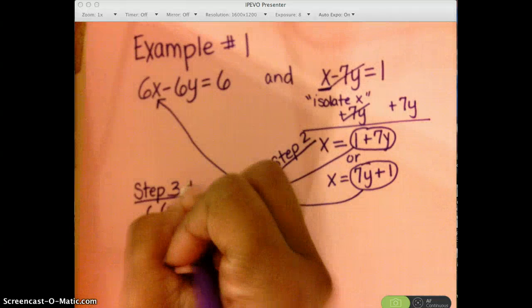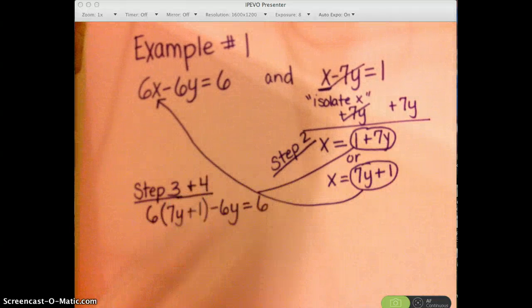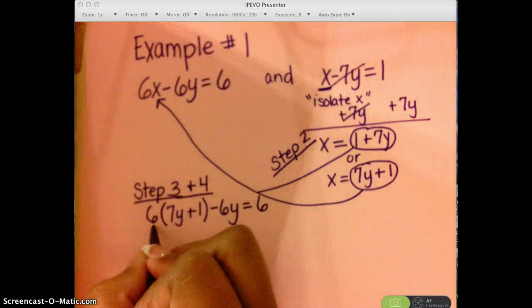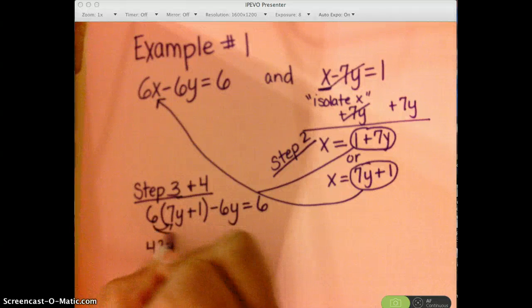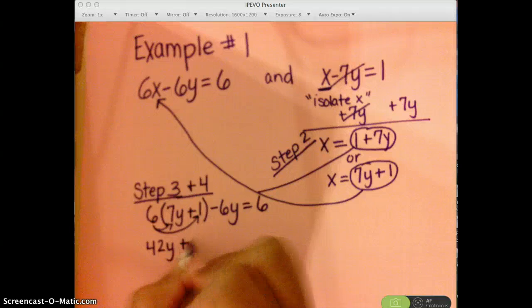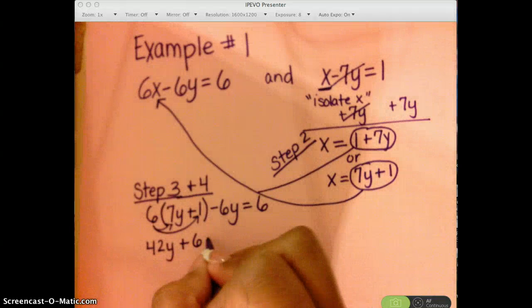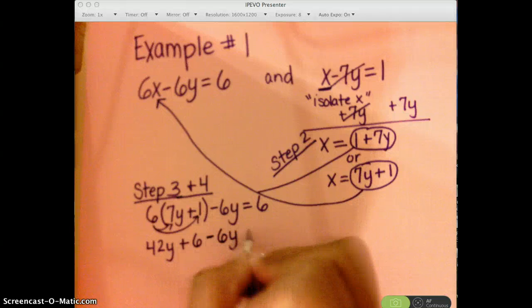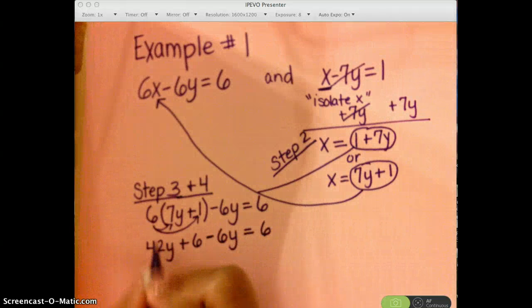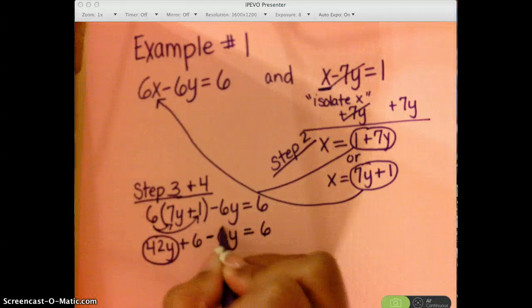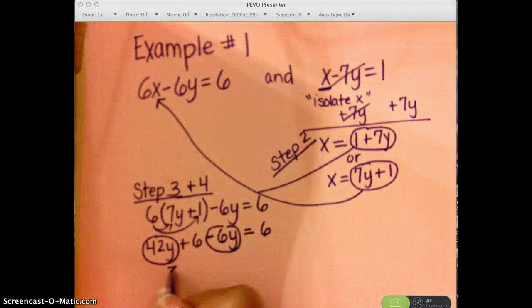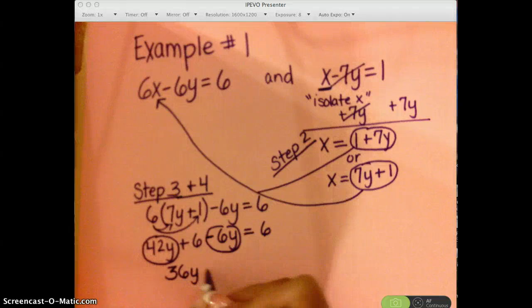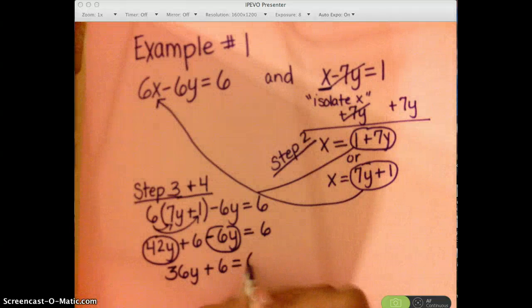Step 4 says to solve. So I'm going to group these steps together, step 3 and 4. You're going to do 6 times 7y, and you're going to get 42y. 6 times 1 is plus 6, minus 6y equals 6. So here we're going to combine like terms that are on the same side. So you have 42 minus 6, you get 36. So that's 36y plus 6 equals 6.